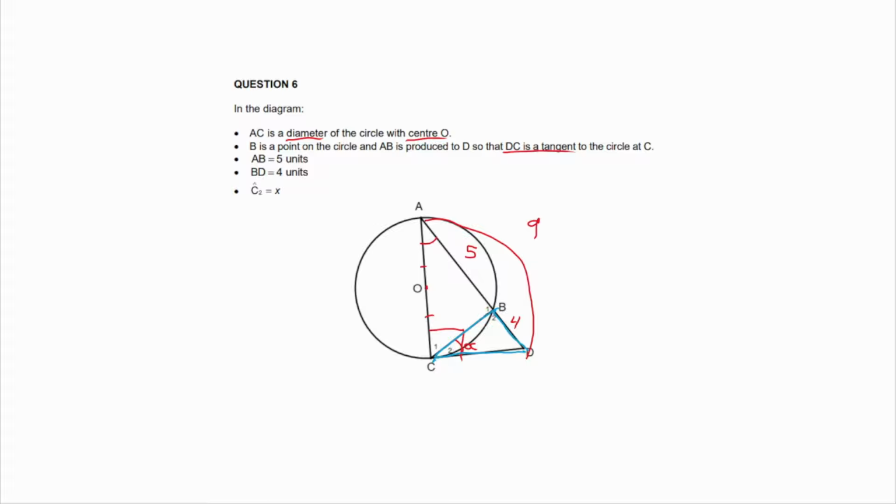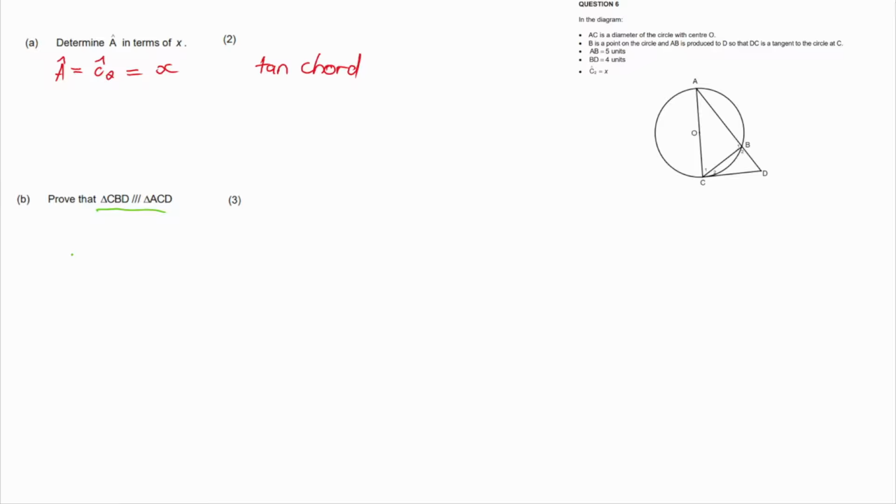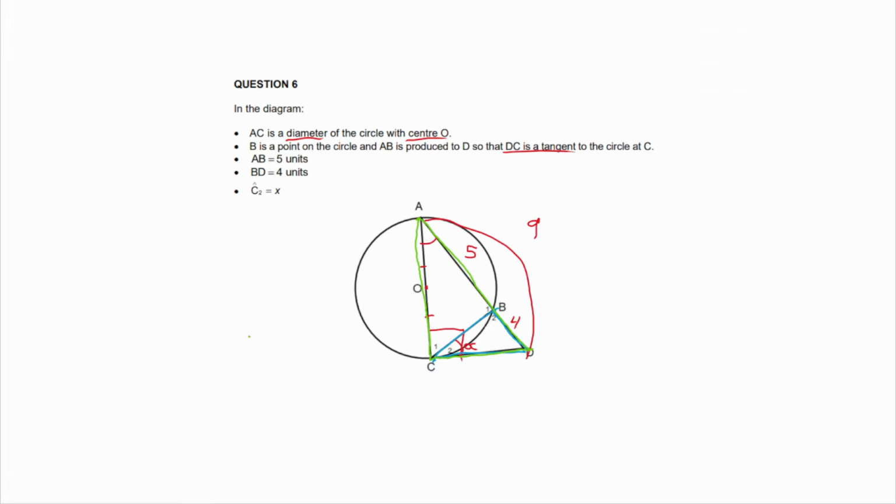So ACD is where? Here's ACD. It's a big triangle over here. Immediately you can see that D is common, a common angle between them. So that's going to be important. We should first start by saying in triangle CBD and triangle ACD, D is common. Now we just need one more equal angle to then finish the similarity.